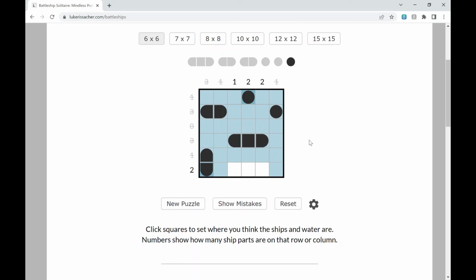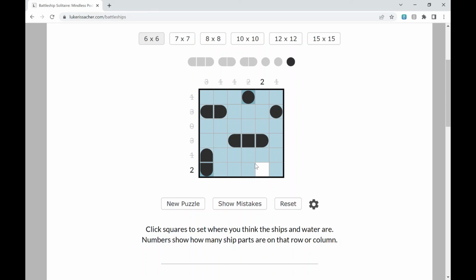Okay, now again we go back to our previous rules. So rule number 1 was the rest is water. So what can we do here? This column says there's only one segment of battleship here. There's the segment, so therefore the rest must be water. This column here says there are 2 segments of battleship. 1, 2, so the rest must be water.